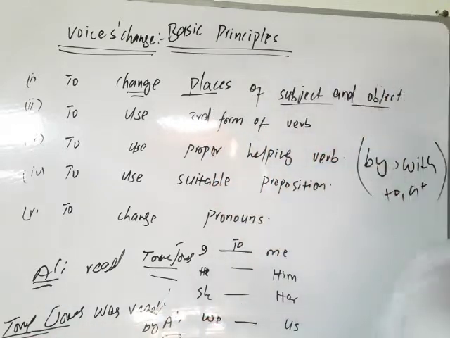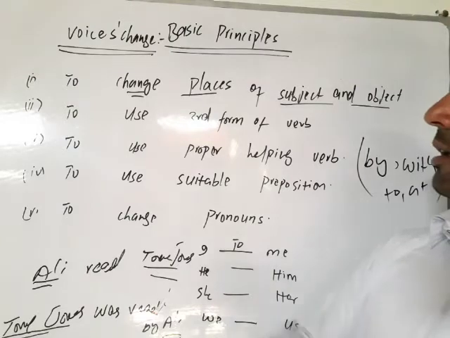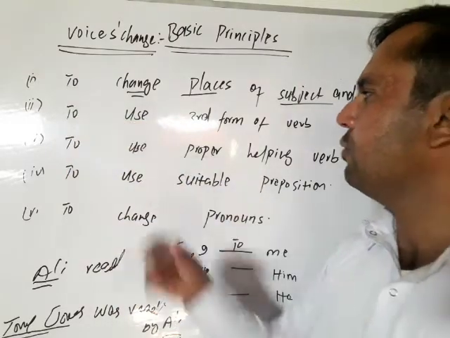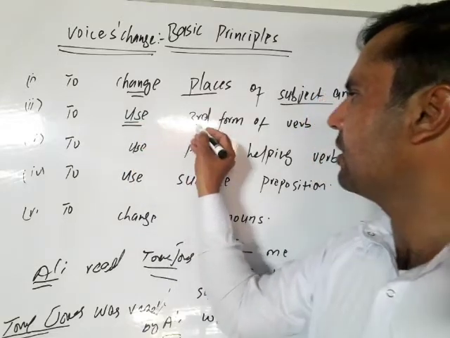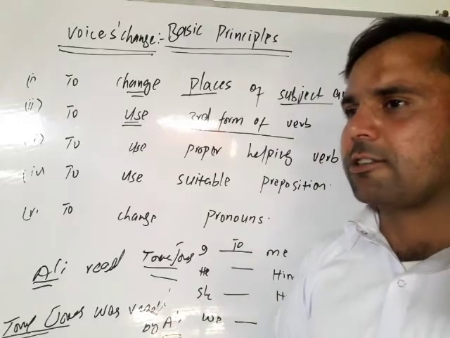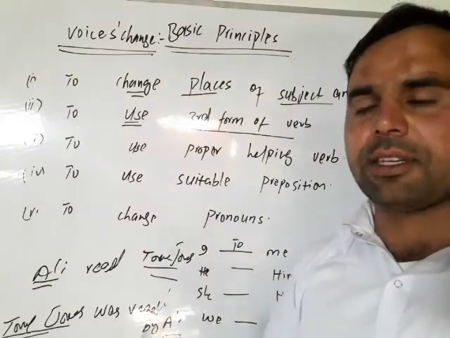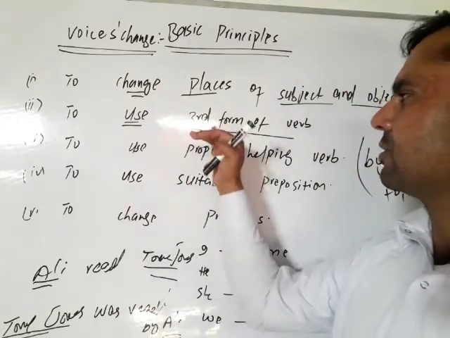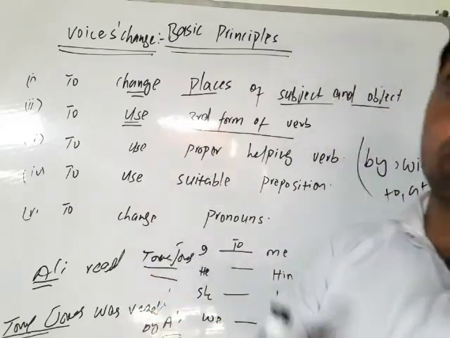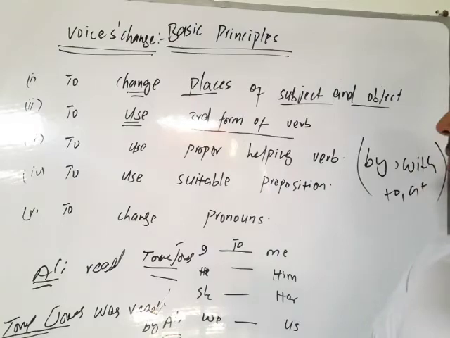Similarly, if we change a sentence of active voice into passive voice, we will have to use third form of verb. In every sentence, in every aspect, in every tense, we will have to use third form of verb if we change the sentence from active voice to passive voice.